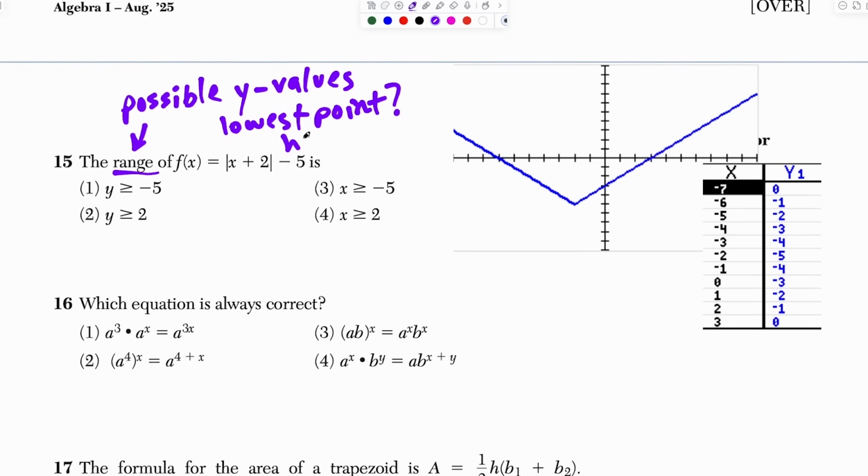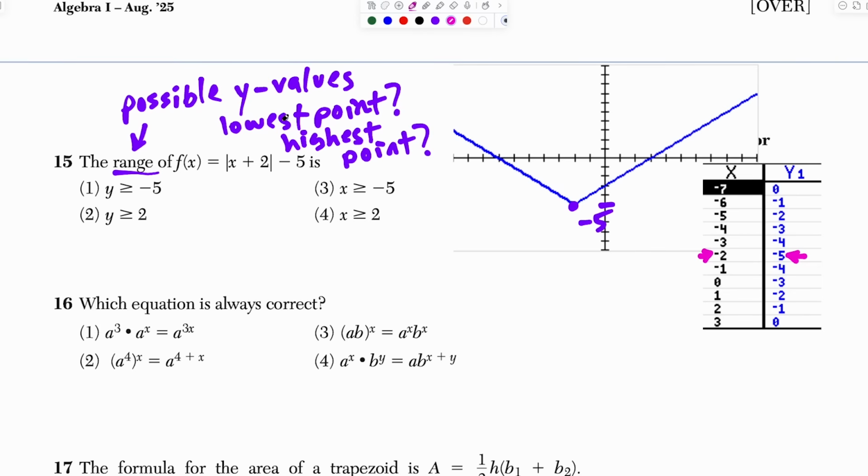Is there a highest point? When you look at this graph of absolute value, you could see that we're in the case where we have a lowest point. The lowest point is going to be at y equals -5, which is supported over here by the table. You see when x is -2, the y value is -5. And then all the y values after this are higher up.